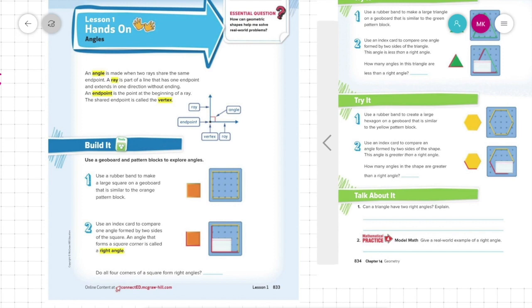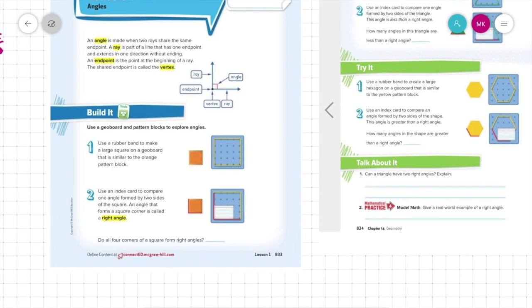An endpoint is the point at the beginning of a ray. So we can see that it's here. And then the shared endpoint is called a vertex. So the vertex, sorry about that, is where both rays meet. And that makes an angle. And we can see that this is a right angle because it has the little square in the corner. But we'll get on to that later.